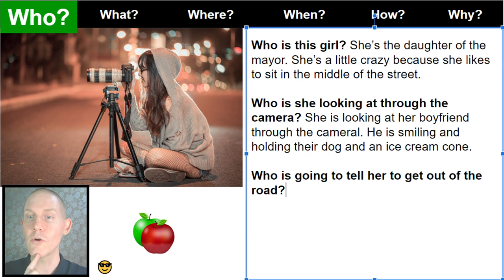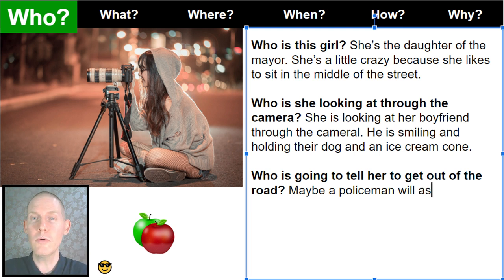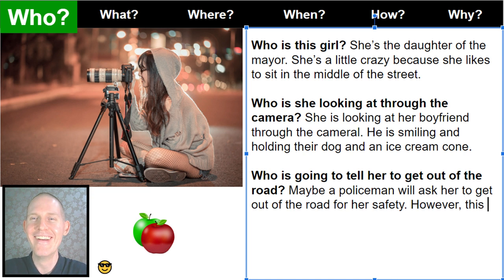Layla Almeida says, or she's studying photography. Right, that's a good possibility, right? Who is going to tell her to get out of the road? Well, let's say maybe a policeman will tell, or maybe ask. Maybe he's a nice policeman, will ask her to get out of the road for her safety. However, this girl is crazy and may say, no way, man.